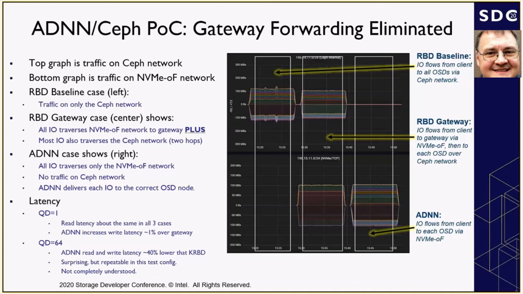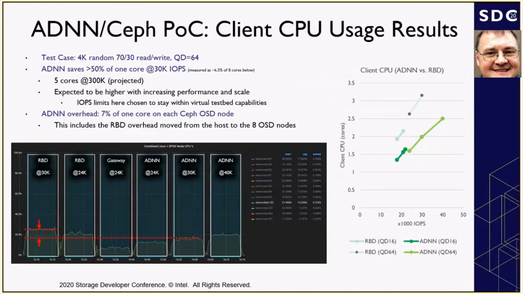I mean, it makes a certain amount of sense because we spread the work over multiple OSD nodes. So if that's why, then a more heavily loaded Ceph cluster might not see this benefit. So those are the latency results, and then that leaves the CPU utilization results.